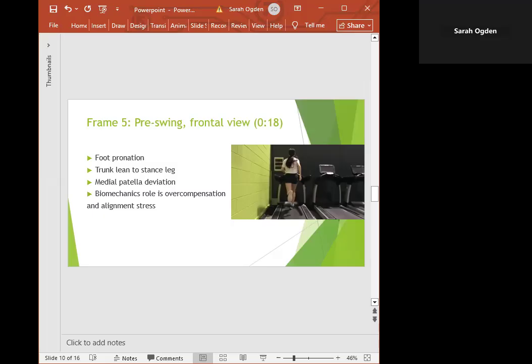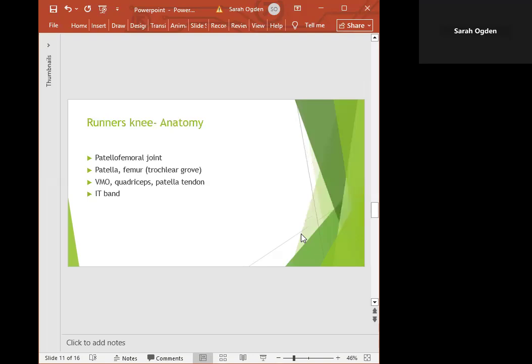So those are the 5 frames that I've chosen to analyze, and we're just going to move on to a little bit of anatomy, etiology, and pathology to do with runner's knee.